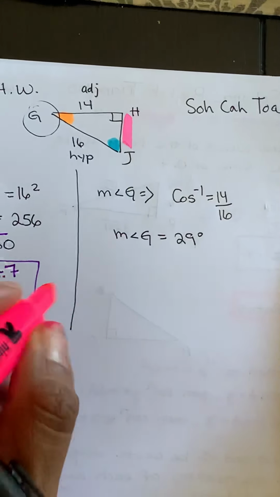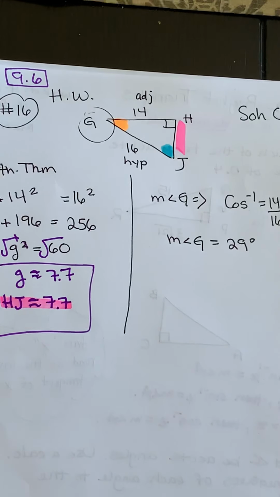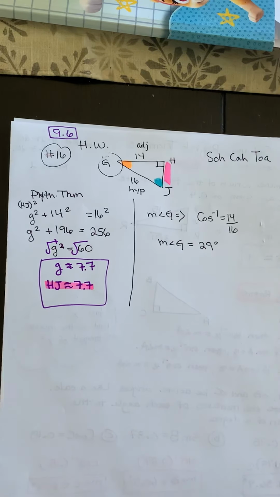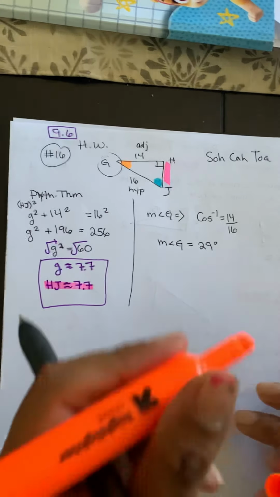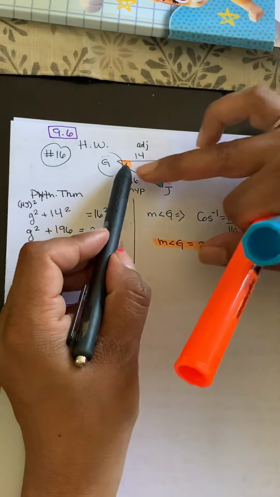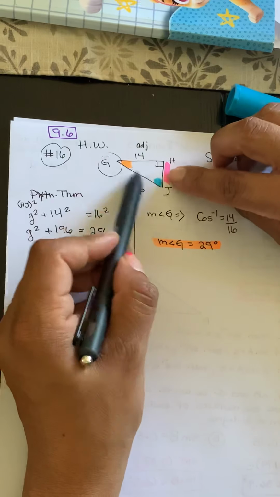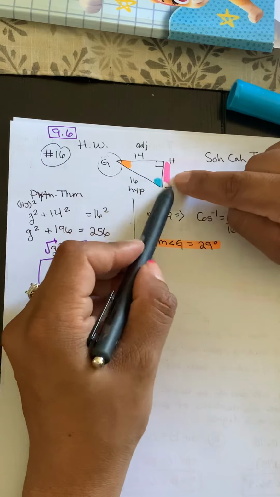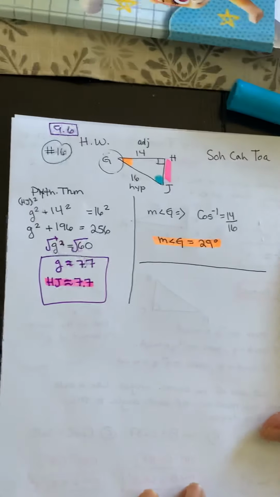Okay, so we do some highlighting here. Now, I've already given you 2 answers. I'm hoping that you guys will find the measure of angle J. Now that we're given the measure of angle G, you have 29 degrees here. You have a 90-degree angle here. All you have to do is subtract this number from 90, and that will give you the measure of angle J.